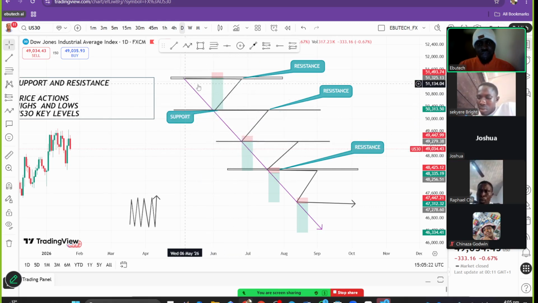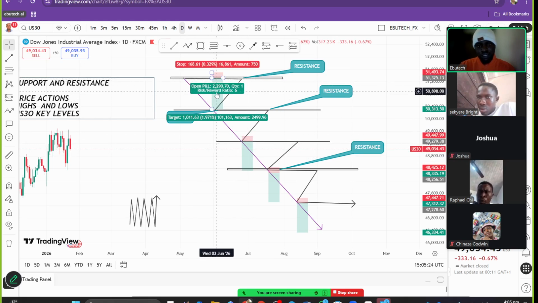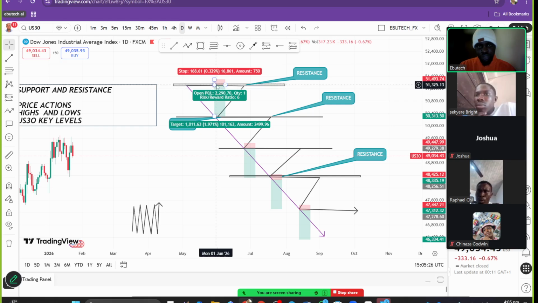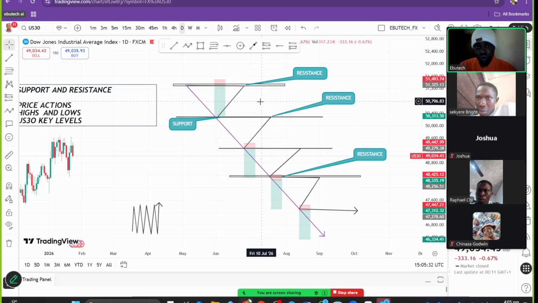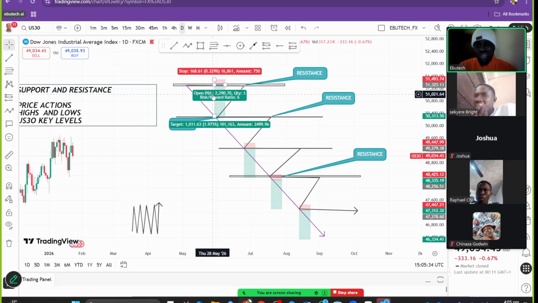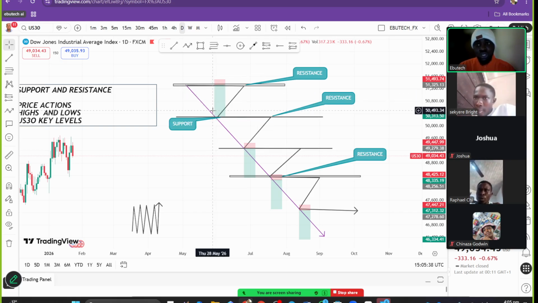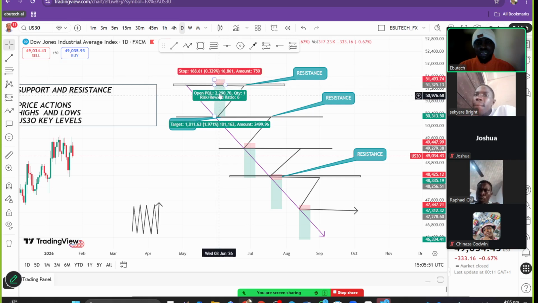Now, if the market comes down like this, remember what I said first of all: you need to identify the trend of the market. That's the number one thing you need to know. If you don't identify the trend or you don't know the trend of the market, avoid the chart, avoid the market. Don't buy, don't sell, don't do anything until you identify the trend of the market.